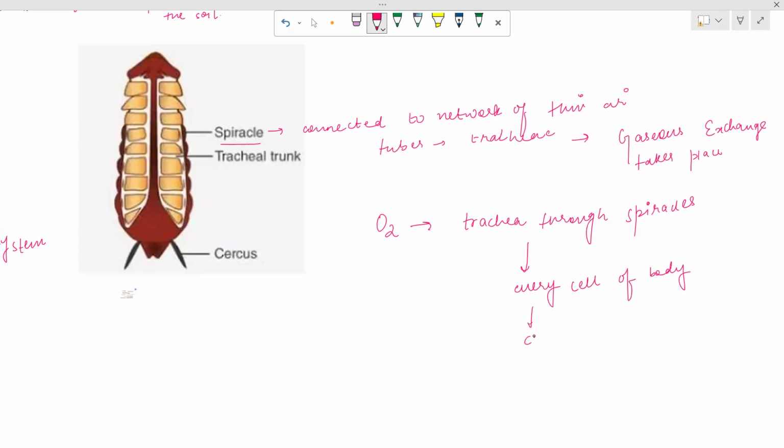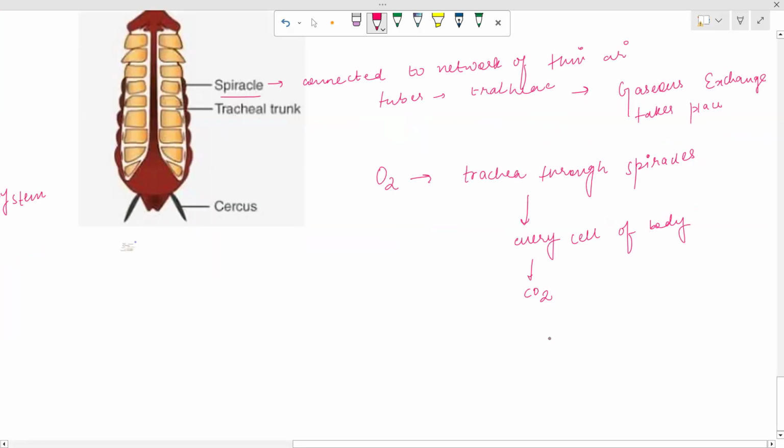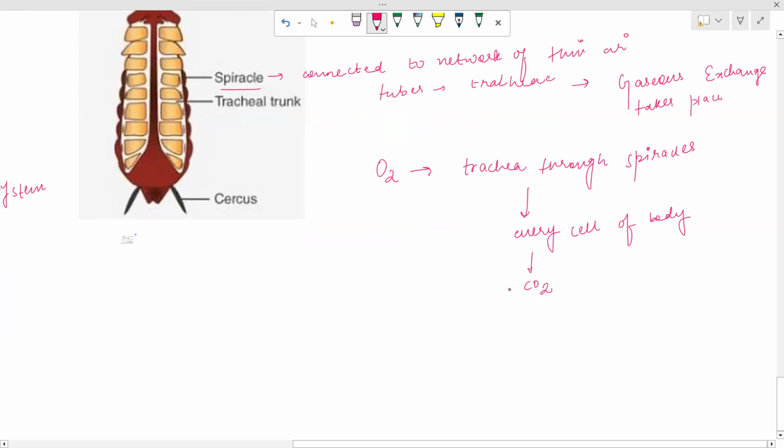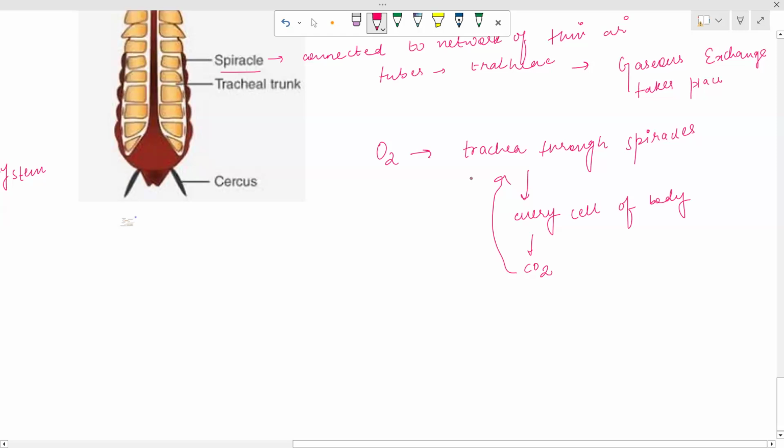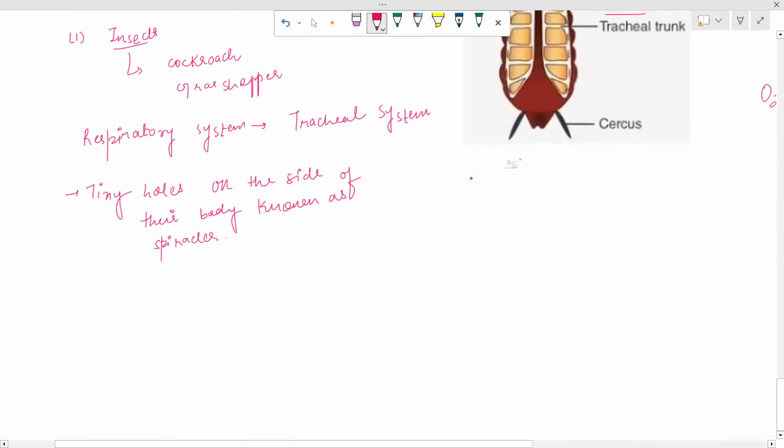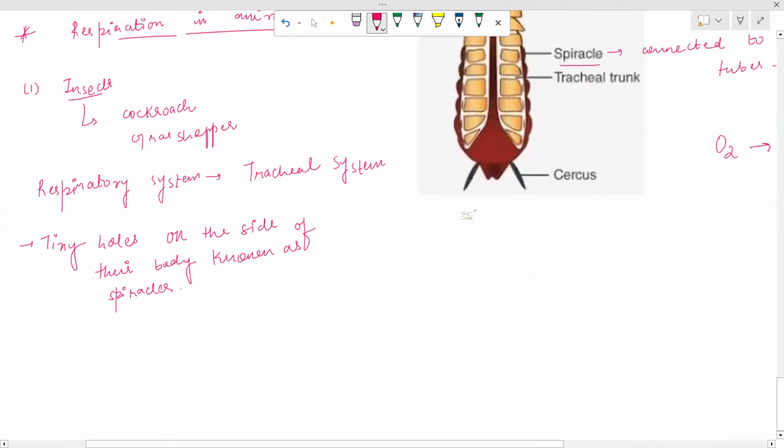And again from here the carbon dioxide enters into the trachea and moves out through the spiracles only. Now, if you can see, the oxygen enters into the trachea through the spiracles, and the carbon dioxide goes out through the trachea by passing through the spiracles. One more thing, a question to you people: do they have red colored blood just as we have?